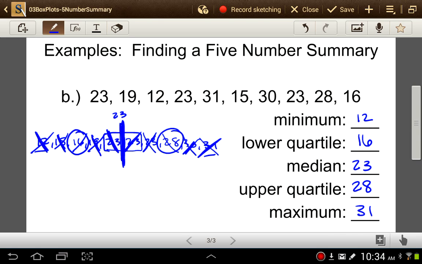Okay, so that is how you find your 5-number summary. And when I refer to the 5-number summary, these are the 5 things that we are looking for given our raw data. Okay, if you need to watch any of it again, go ahead.